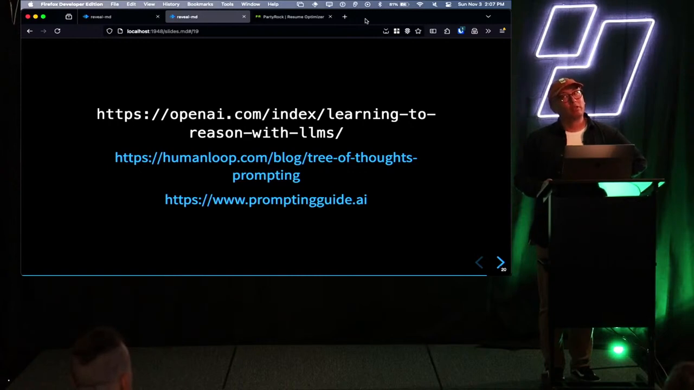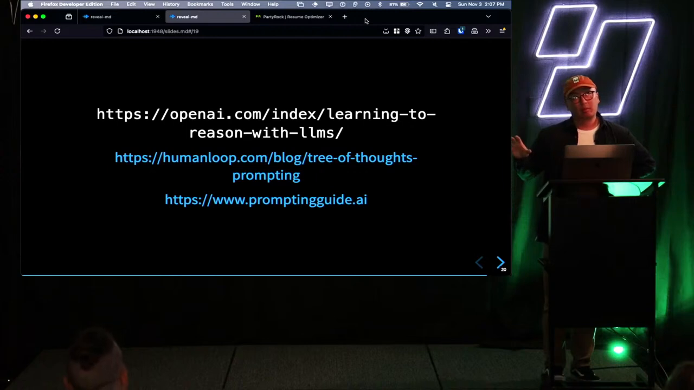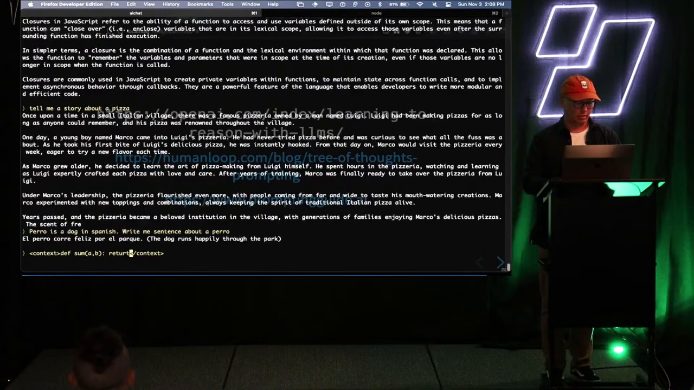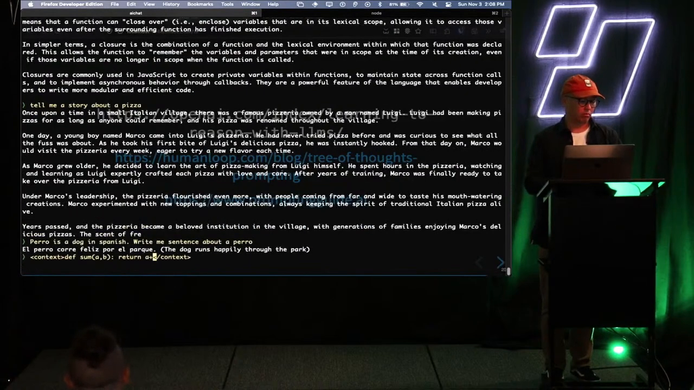One is what I described, which is few shot encoding, which is essentially providing context within the actual prompt itself. So you can provide it a code context and ask it questions based on the given context.